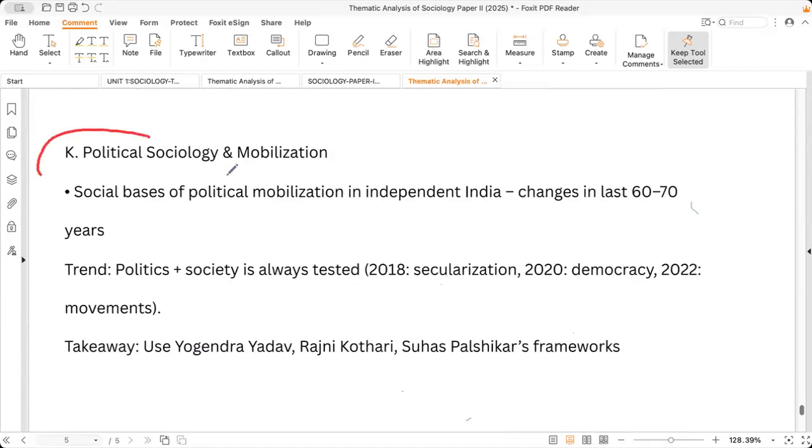Then political sociology and mobilization. So the social basis of political mobilization in independent India and changes in the last 70 years. Again, historical perspective, and this is covered in any of the standard sources. So politics and society is always tested.